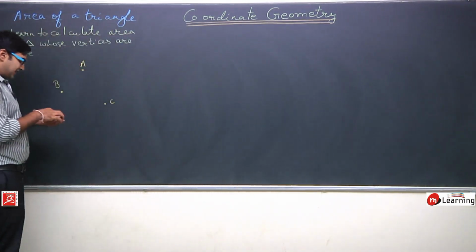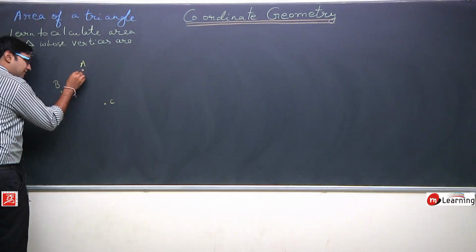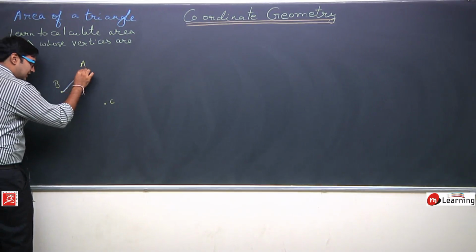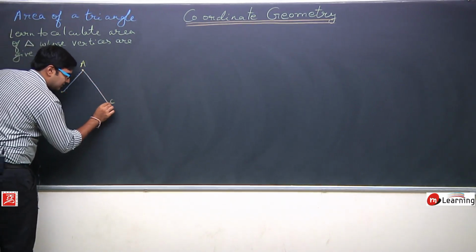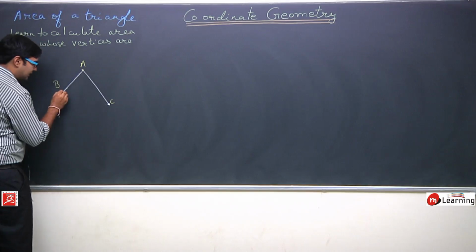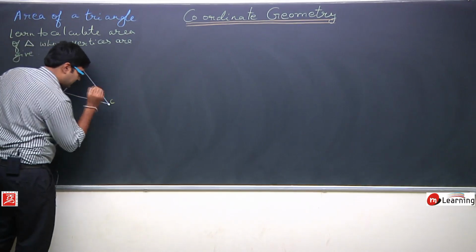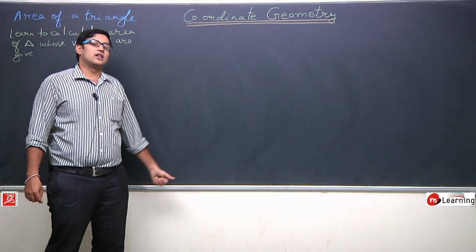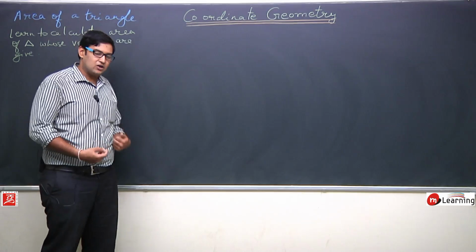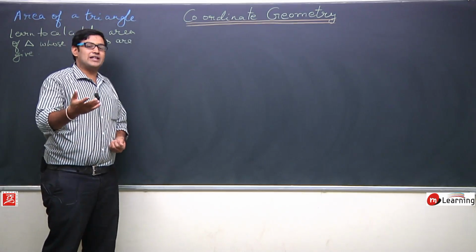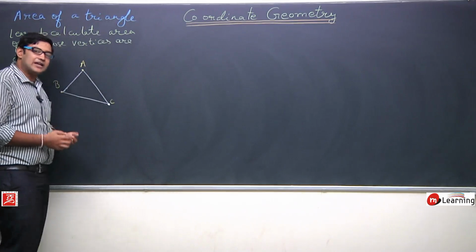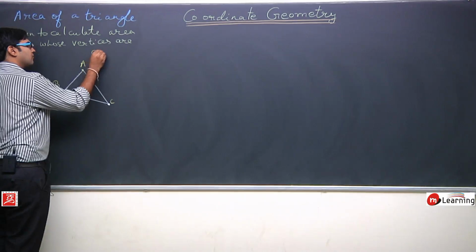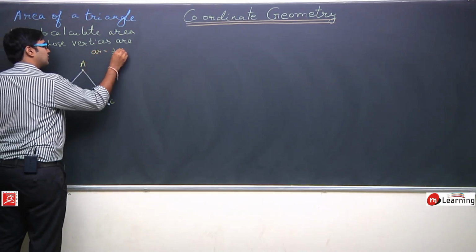So let us say I join A with B like this, I join A with C, let us say mark C point here, and I join B with C like this. So ABC forms a triangle and I want to calculate the area of this triangle. So the formula that you know to calculate the area of a triangle is: area is equal to half into base into height.